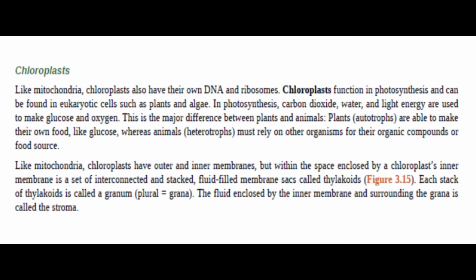Plants, or autotrophs, are able to make their own food, like glucose, whereas animals, which are heterotrophs, must rely on other organisms for their organic compounds or food source.